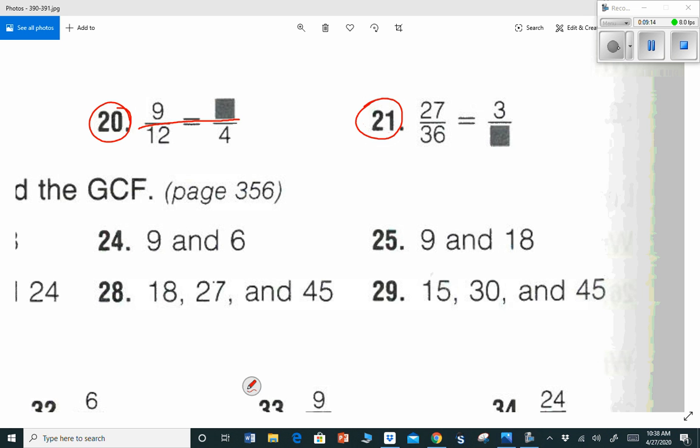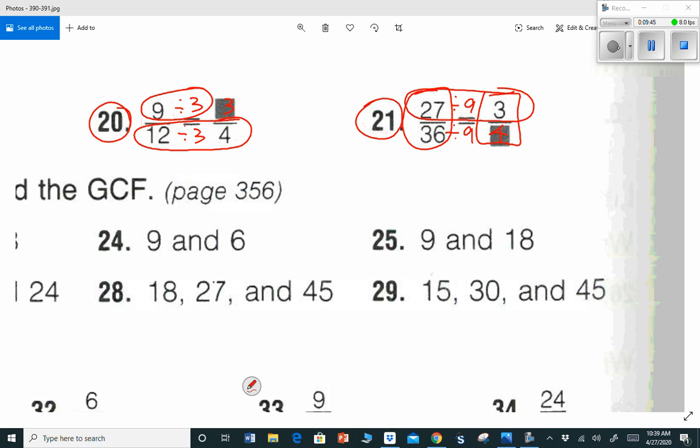Okay, we have both numbers on the bottom. To get from 12 to 4, you divide by 3. If you divide by 3 on the bottom, you also divide by 3 on the top. 9 divided by 3 is 3. So our correct answer is 3, or 3/4. Over here we have both numbers on the top. 27 divided by 9 is 3. 36 divided by 9 is 4. So 3/4 and 27/36 are equivalent fractions.